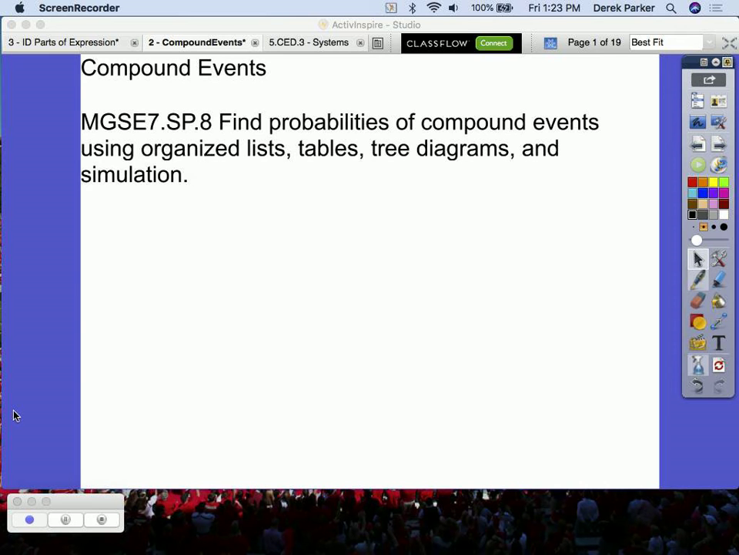Today, we're going to learn about compound events when dealing with probability. The standard we're working on is MGSE7.SP8. Find probabilities of compound events using organized lists, tables, tree diagrams, and simulation.